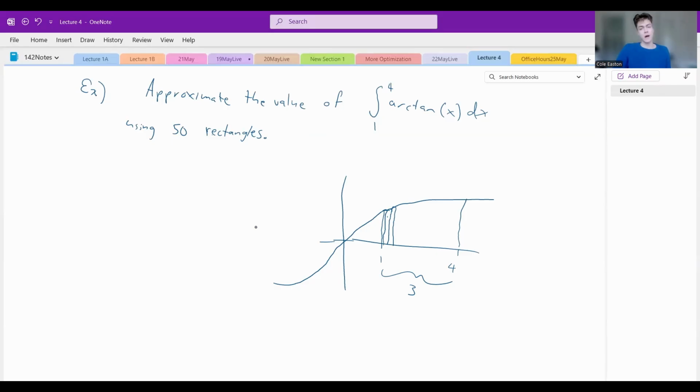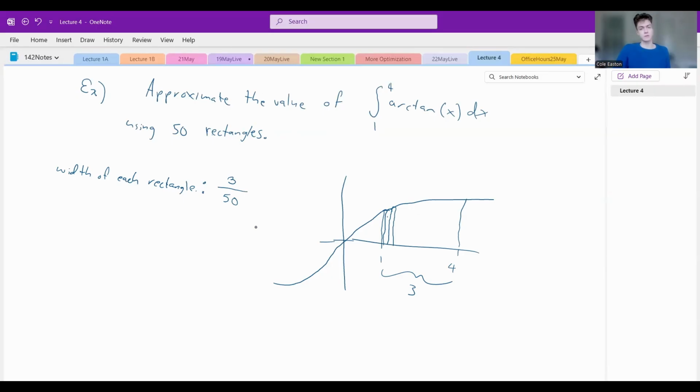And how wide is each of these rectangles going to be? So let's think about that. Well, we have a total distance of 3 that we need to cover with rectangles. And we're going to break it into 50 pieces, right? Into 50 rectangles. So that's 3 divided into 50 different widths. So each rectangle is 3/50ths wide.